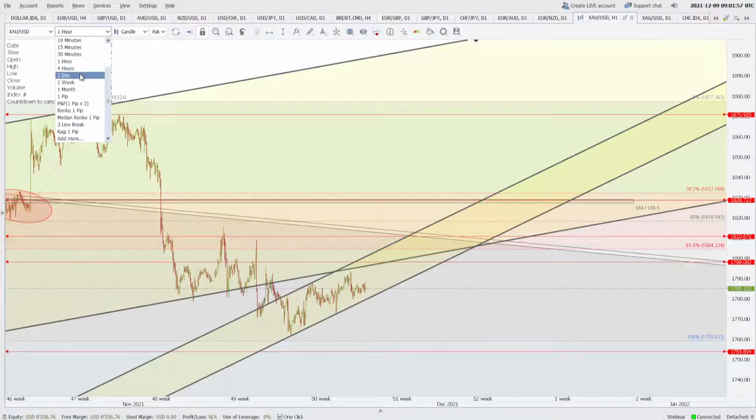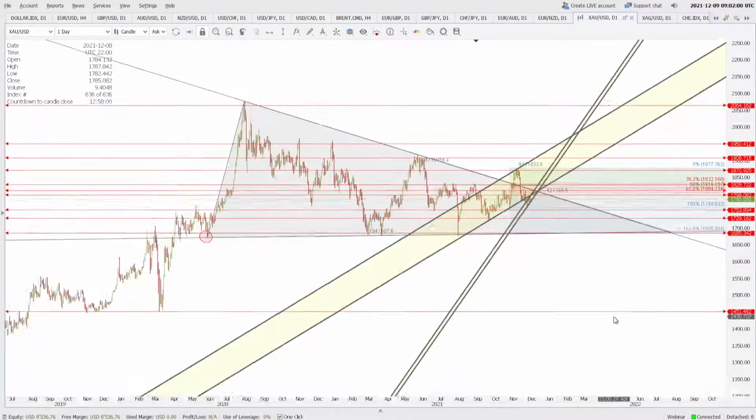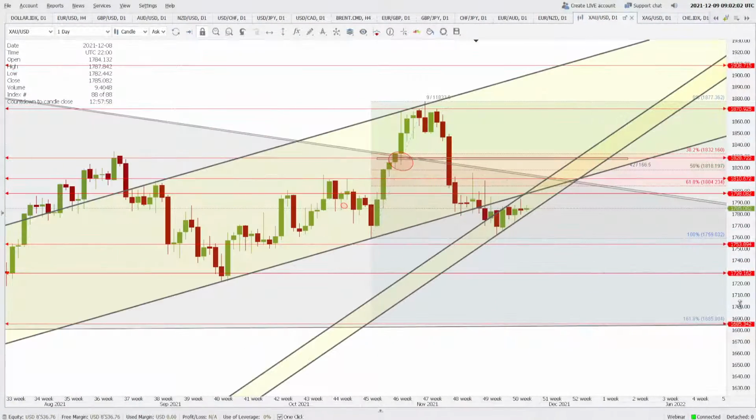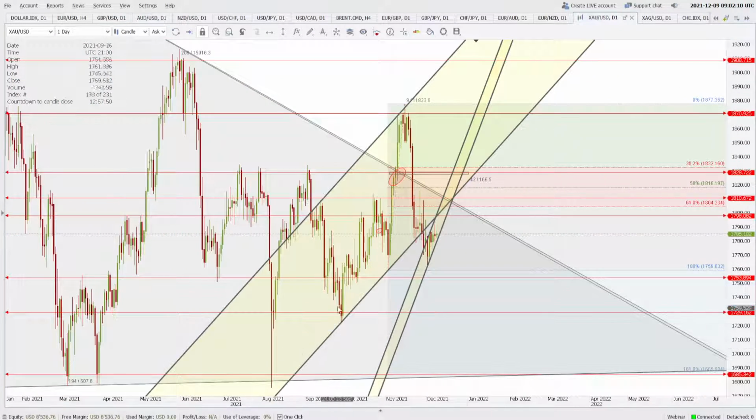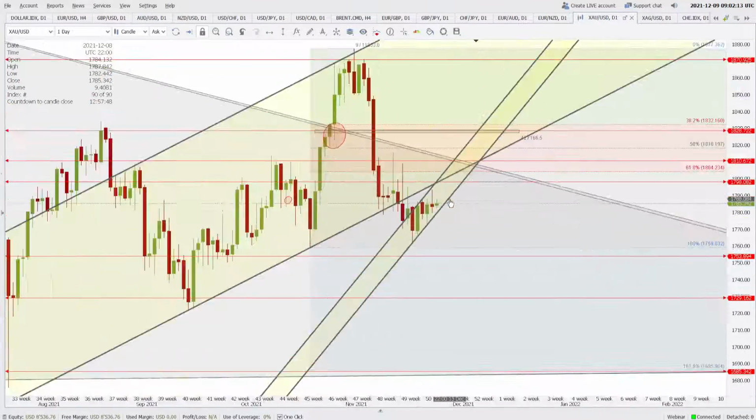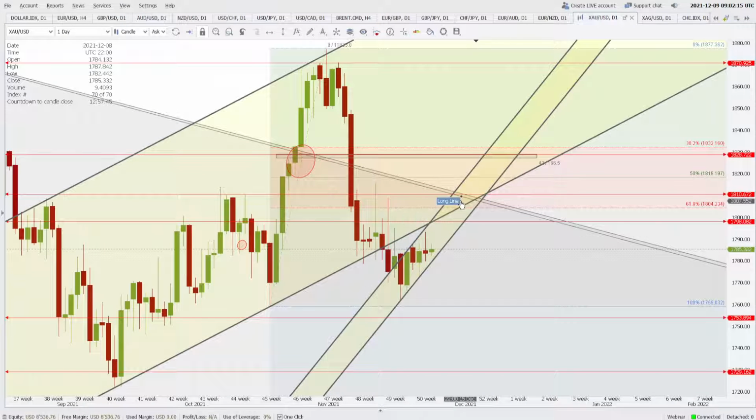On the contrary, if against my analysis the price continues higher, then 1798 and 1810 are going to be the next levels of resistance. And also notice that this broken channel support line will be trying to give resistance to the price if it meets the price here.